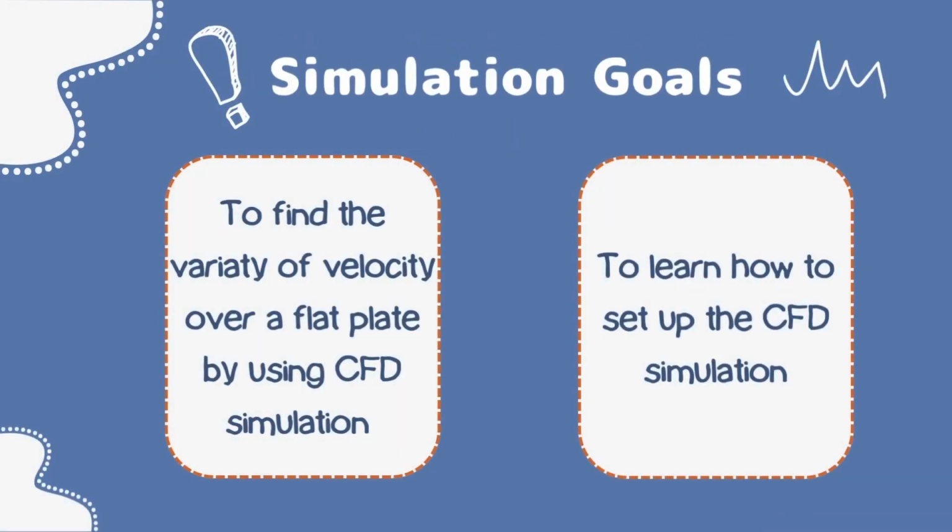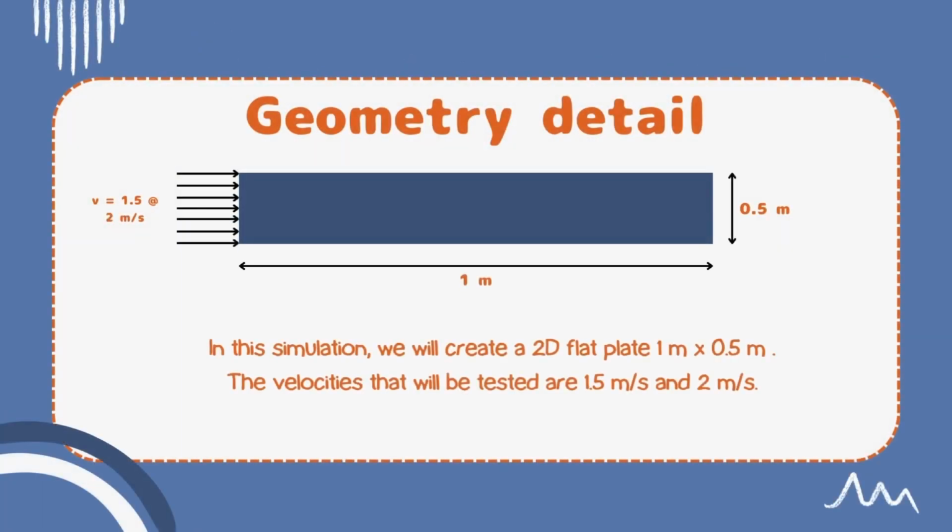The following is the objective or goal of our assignment. We need to find the variability of velocity over a flat plate using CFD simulation and to learn how to use CFD software. The following is the geometry detail of the flat plate used in this simulation. In this simulation, we will create a 2D flat plate 1 meter in length and 0.5 meter in height. The velocities of the airflow that will be tested are 1.5 meters per second and 2 meters per second respectively.